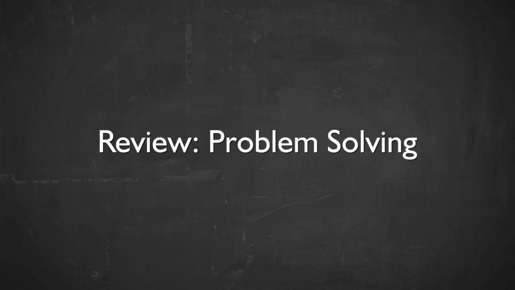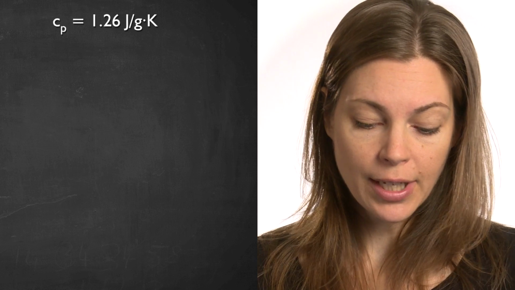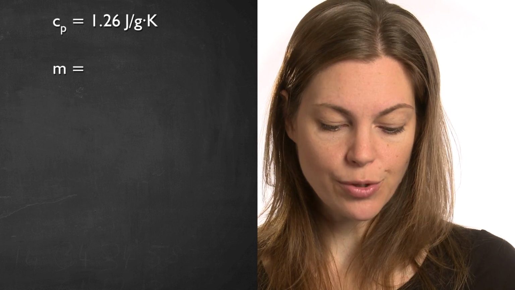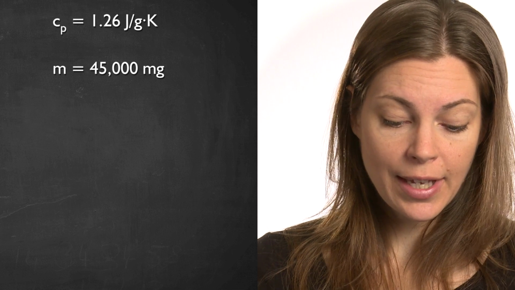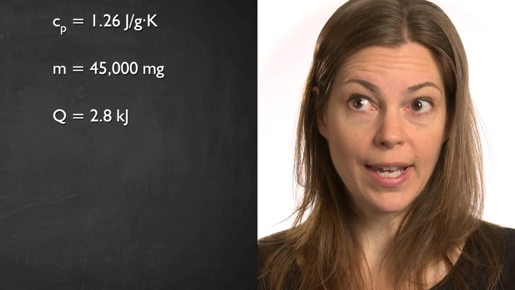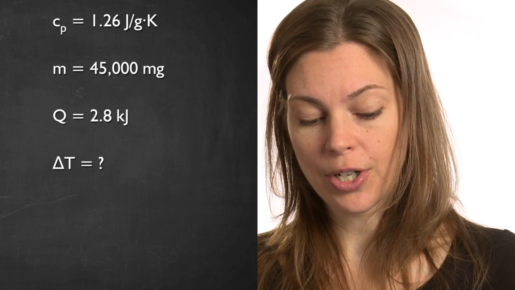It's often helpful to have a strategy for how to approach problems. So here I'm just going to take a problem that you probably don't know anything about yet, and we're going to try to solve it based on a few things. The problem goes that we know the specific heat of butter. It's 1.26 joules per gram Kelvin. And we know the mass of butter. We've converted to milligrams here, so it's 45,000 milligrams. And then we're told that we add heat, in the amount of 2.8 kilojoules. So now the question is, by how many degrees does the butter heat up?